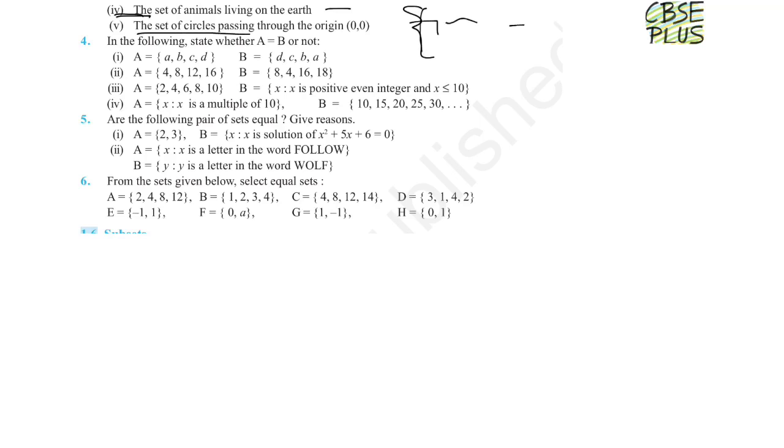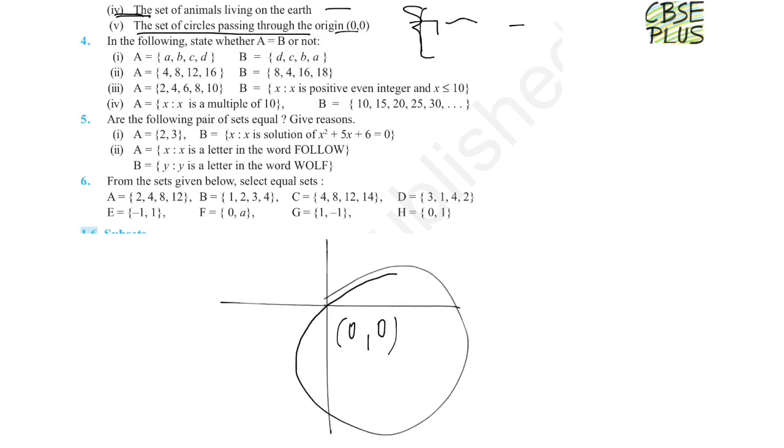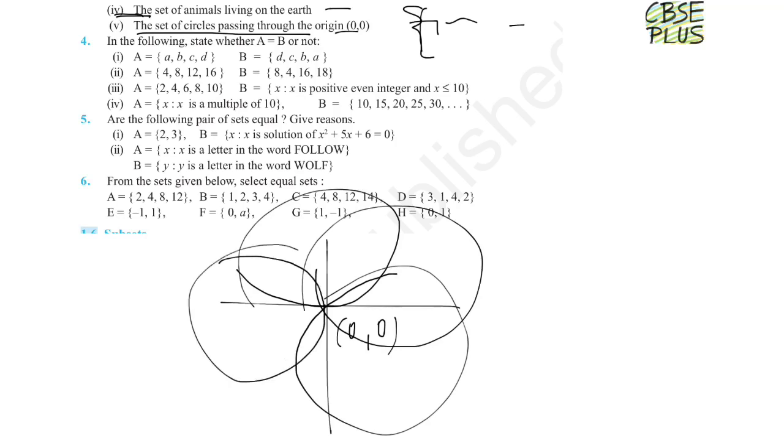And the set of circles passing through the origin 0. So this is your origin 0, and we have to see how many circles can pass through this 0. There can be numerous circles. There is no end. Actually, an infinite number of circles can pass through 0, 0. Alright, so we can say that this again is an infinite set.